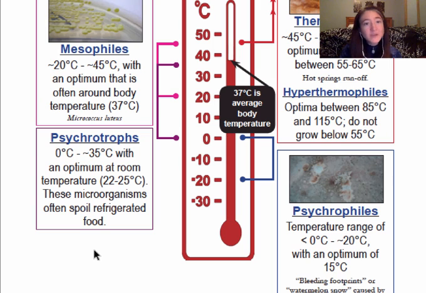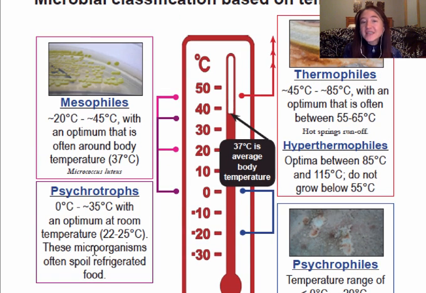Now we can talk about those bacteria that are mesophiles, which means that they like 37 degrees Celsius, our body temperature. These are going to be more of our normal flora, our microbiota, but our pathogens would also fit into this category.